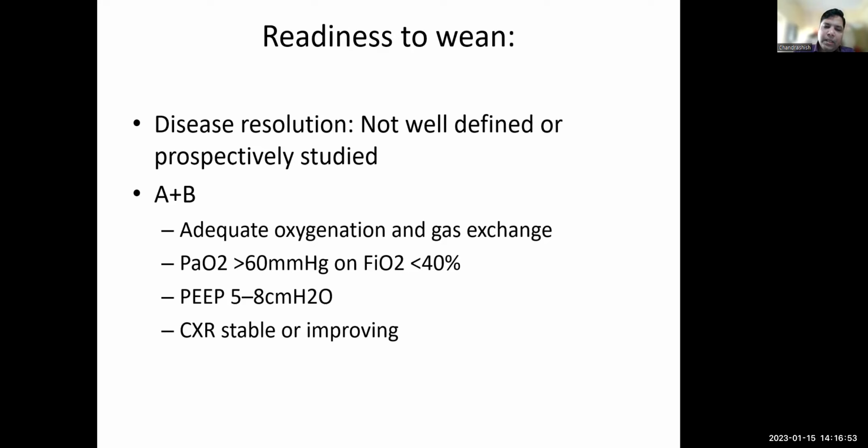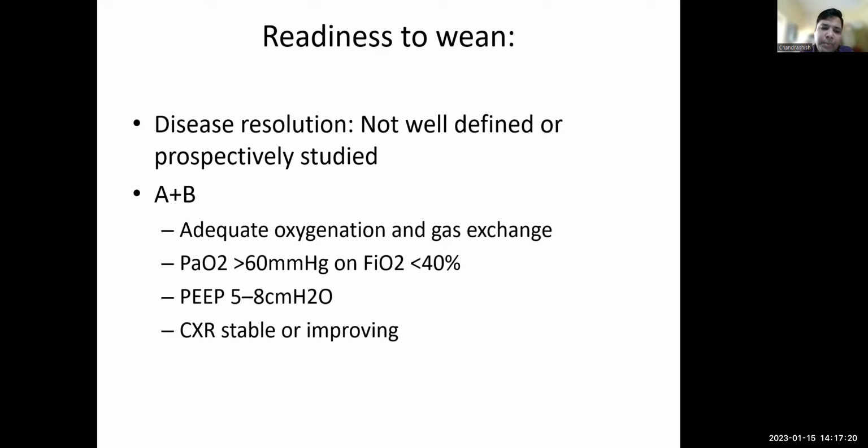40%. Now, some people are slightly more liberal and they will accept an FiO2 of 50% because the whole philosophy is to take patients off ventilation as soon as possible. But the more liberal you keep the criteria, the higher the chances of weaning failure or post-extubation respiratory failure.